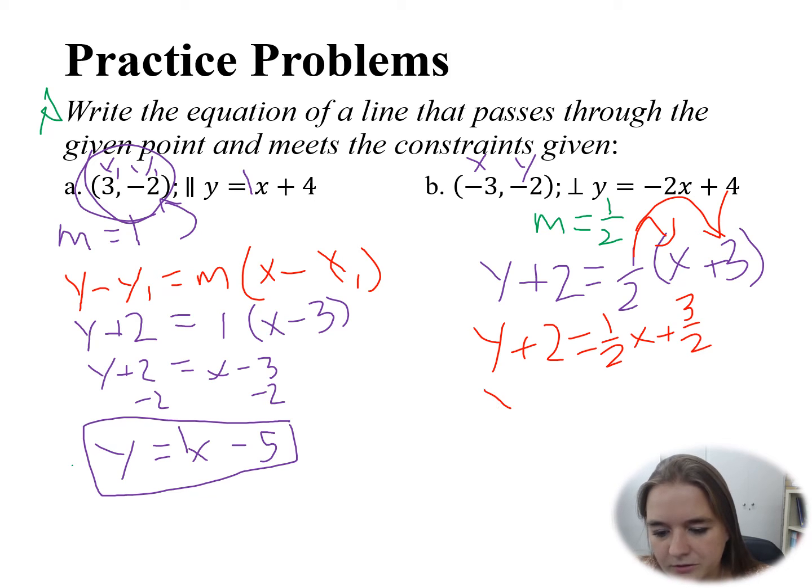And I take away 2 from both sides, and I get y equals 1/2 x plus 3/2 minus 2. 3/2 is really 1.5. 1.5 minus 2, well, that's going to give me negative 1/2, or negative 0.5.